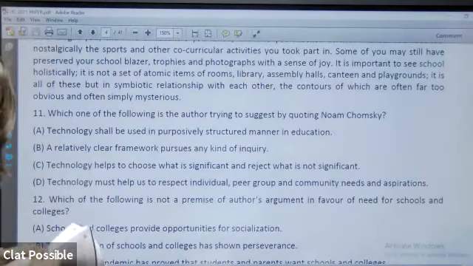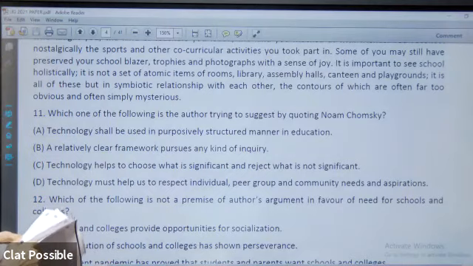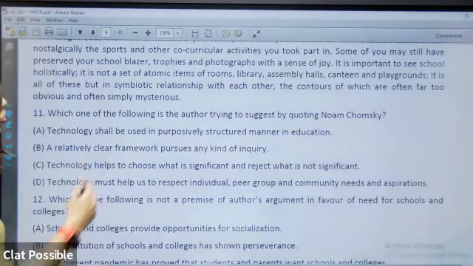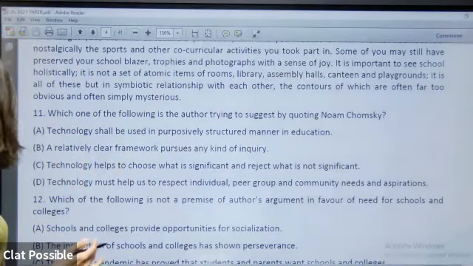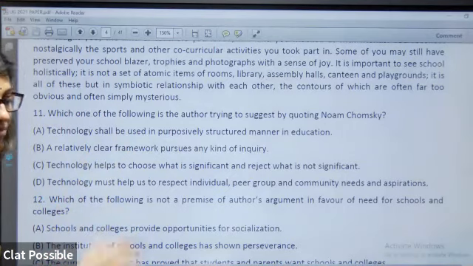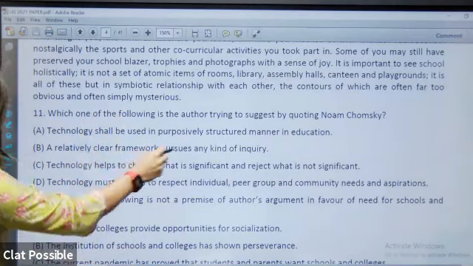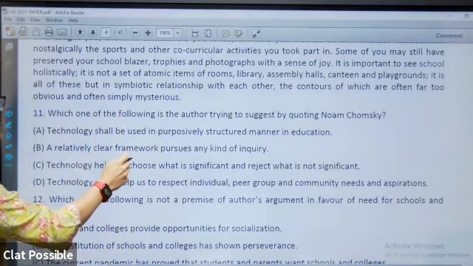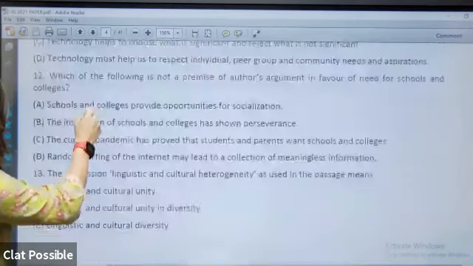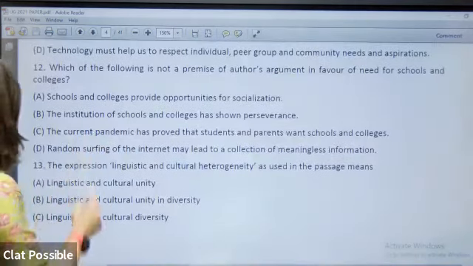Which one of the following is the author trying to suggest, quoting Noam Chomsky? Now the author talks about technology used in a structured manner. No. Basically, Noam Chomsky talks about how any form of inquiry, we had underlined it, is through a clear framework. This is what Noam Chomsky was saying. So answer will be B over here, clearly given from the passage.